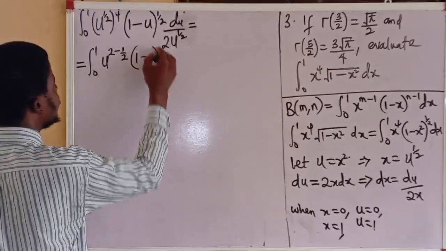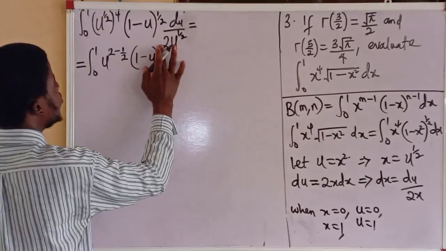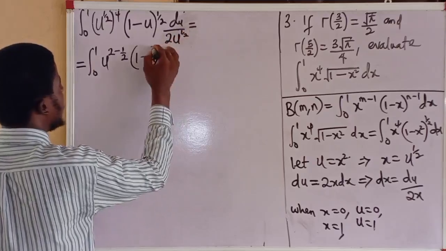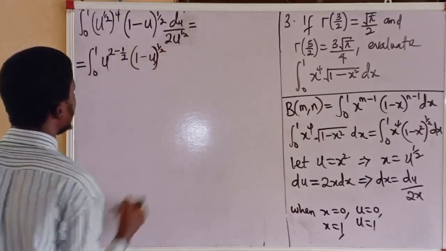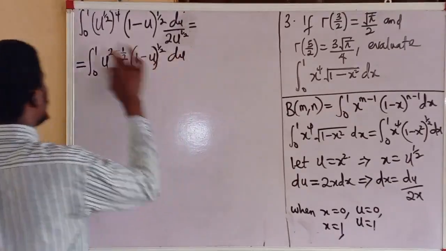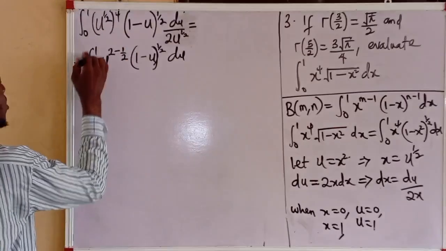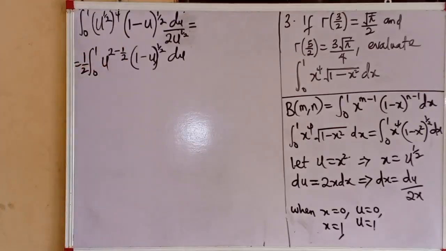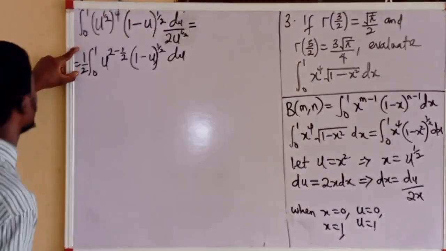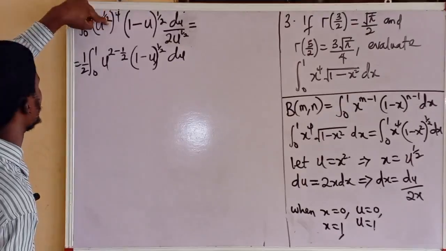Then we now have 1 minus u to the power of 1 over 2. Okay, this is 2u to the 1 half. So I'm having 1 over 2 here, then du all over 2. I want to bring that 2 out as 1 all over 2. You get the point? So 1 over 2 is outside.